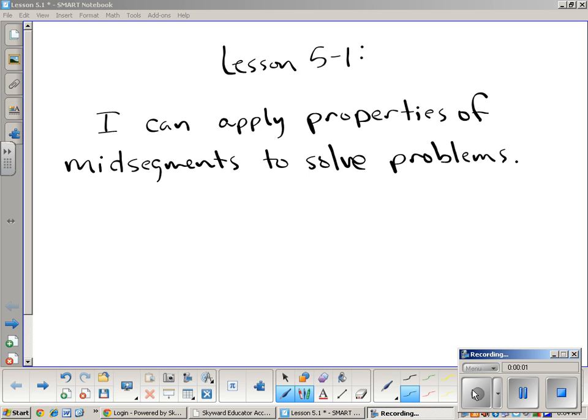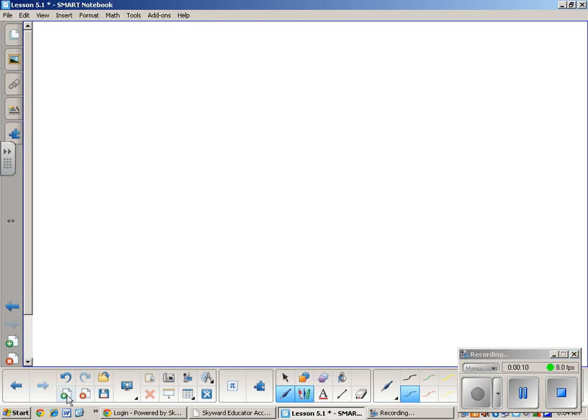Going to talk about applying the properties of mid-segments to solve problems, okay? Mid-segments, we're talking about triangles. And a mid-segment, first of all, we need to understand what a mid-segment is.